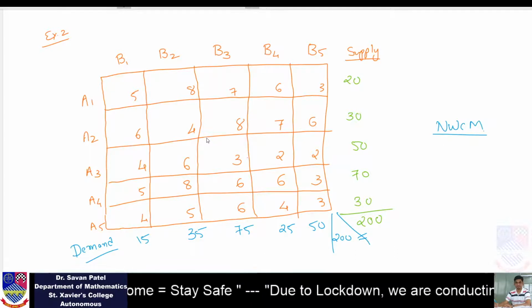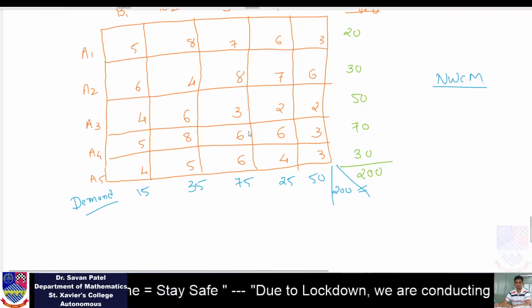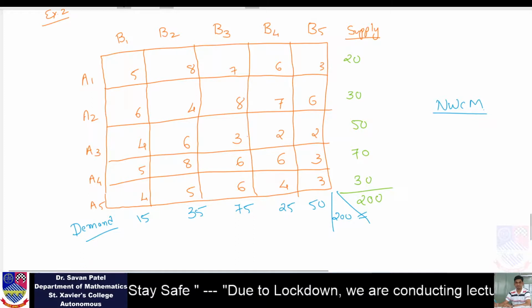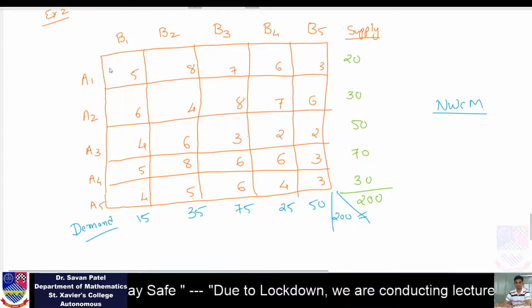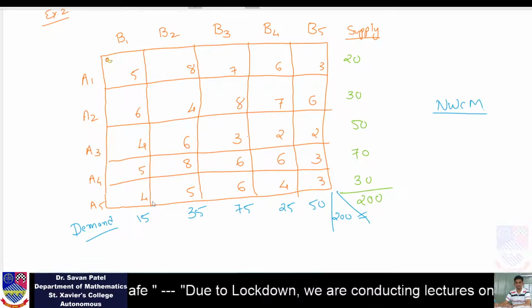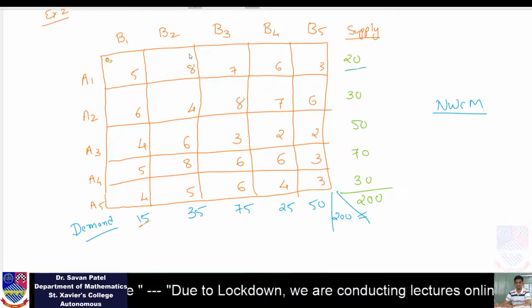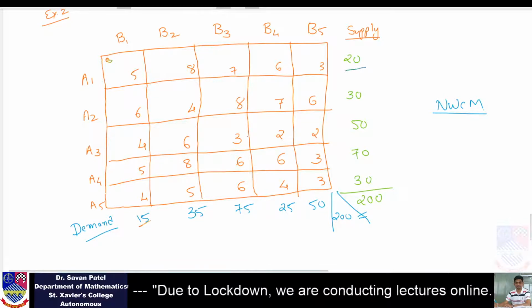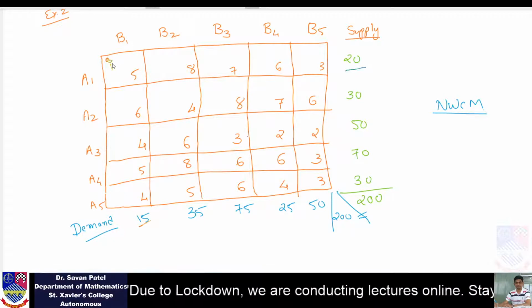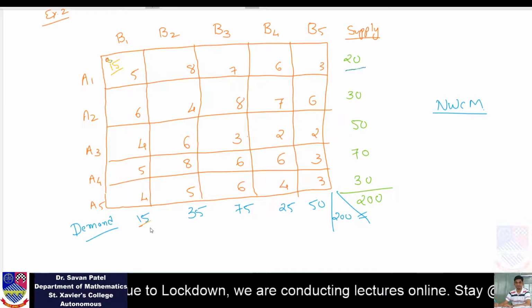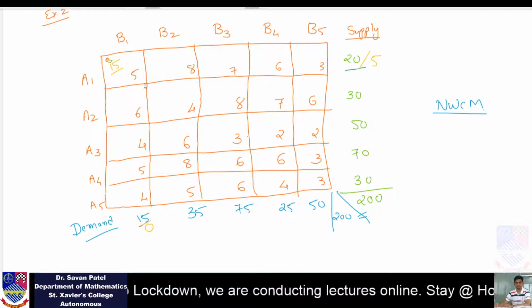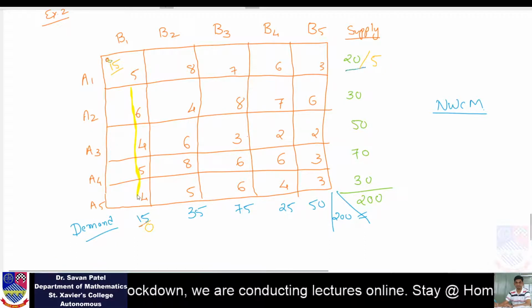So to start with the northwest corner method, first of all we start with the topmost corner. This is our topmost corner right now. There, the minimum of 15 and 20 is 15. So here we will transport 15 units. So this is now 0, and here we are left with 5 units. So this column is removed.